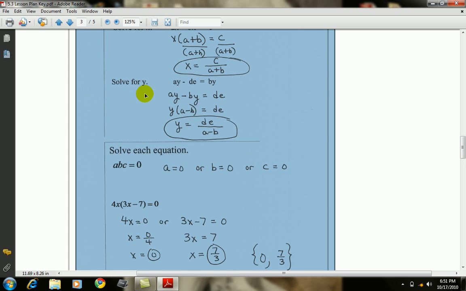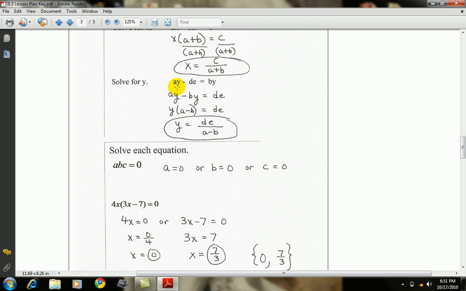Next equation, solve for y. All right, ay minus de equals by. Now, when I teach in class, what I tell my students is, when you're solving for a variable, all of the terms that contain that variable have to be together. And since we live on the Florida-Georgia border, what I tell them is you've got to bring the variable you're trying to solve for to one state, and put the other junk in the other state. So in this case, I'm going to call the left side Florida, the right side Georgia. The y's are in Georgia right now. The by is.